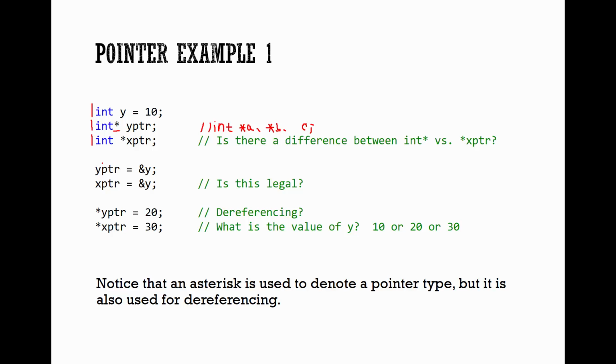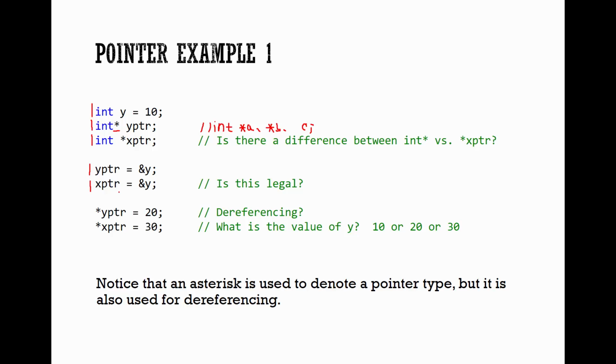Okay, so we have those 3 variables initialized, right? 1 normal, 2 pointers. Let's take a look at this stuff now. Now I have this line here, yptr = &y. What this is doing is saying that yptr is going to be equal to the address of y, right? That ampersand y is getting the address of where y is stored, and then that address is being stored into yptr.